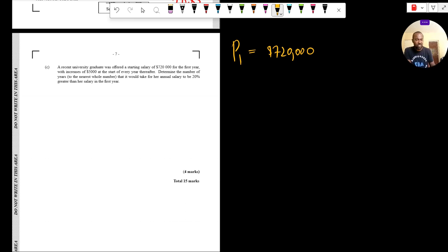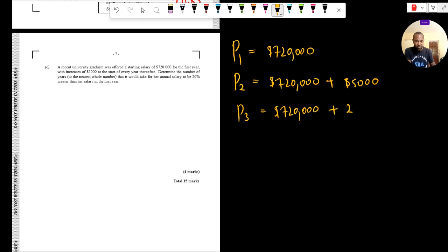So our salary for the first year will be $720,000. In year two, our salary, of course, will now go to $720,000 plus the $5,000, right? Now, in year three, she'll get another 5,000. So we can write this as 720,000 plus 2 times 5,000, which of course is the same thing as writing out 5,000 plus 5,000. So we write it like this instead.